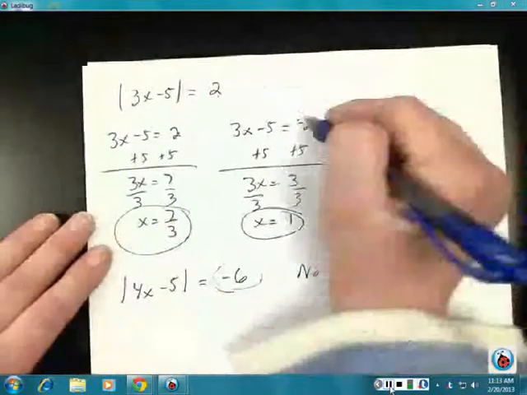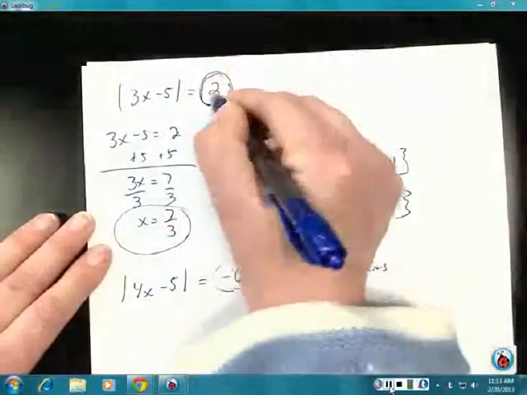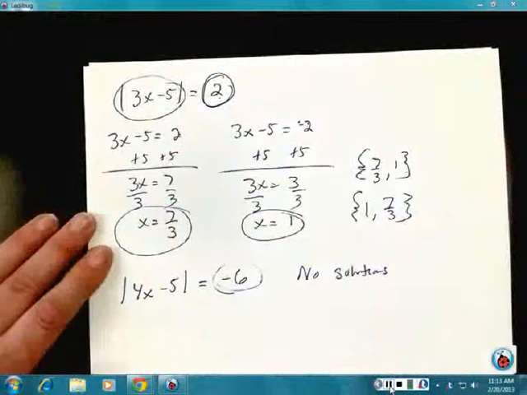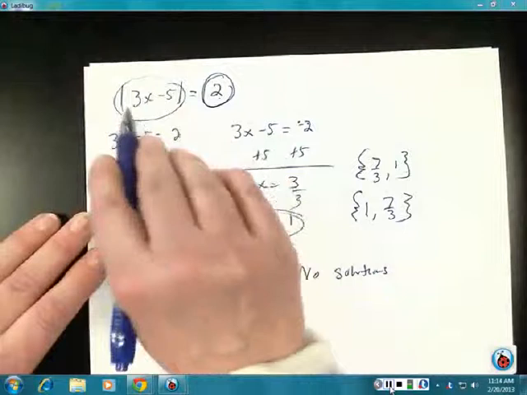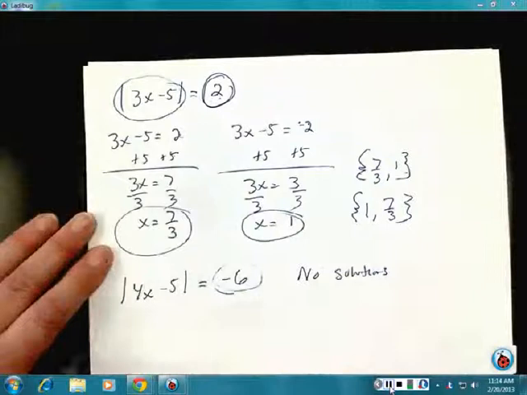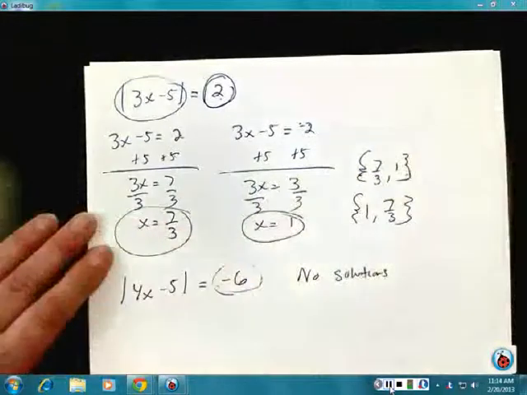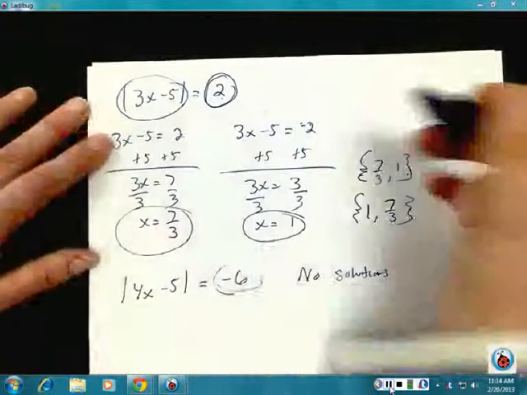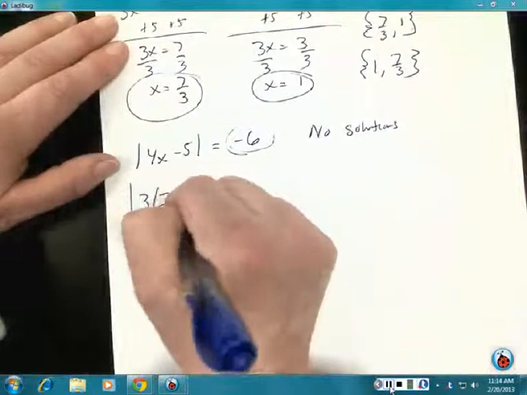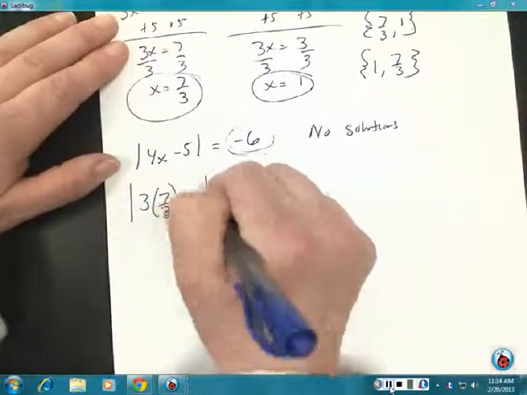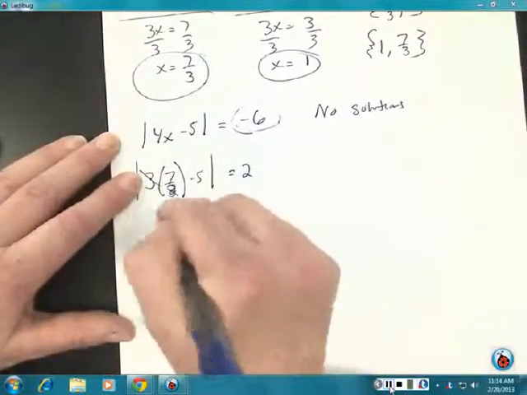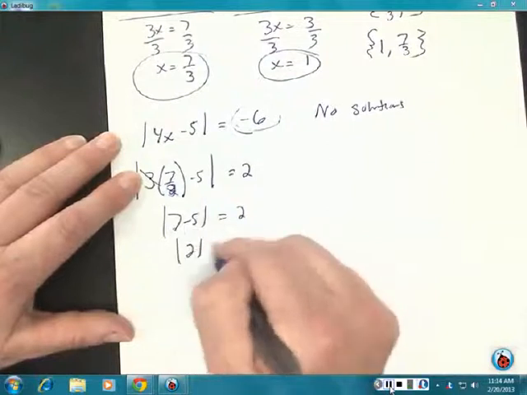Because what you're saying is, this 2 came from the inside of the absolute value. It could have been a positive 2 or a negative 2. If I put these answers back in, let me show you it that way. If I take the absolute value of 3x minus 5 with x equals 7/3, the 3's cancel, so I have 7 minus 5. 7 minus 5 is the absolute value of 2, which is 2.